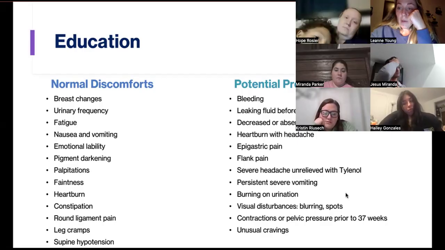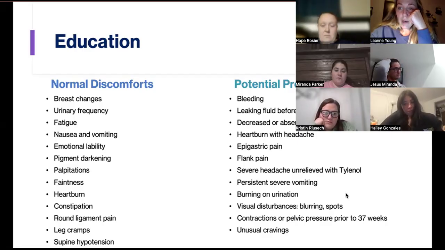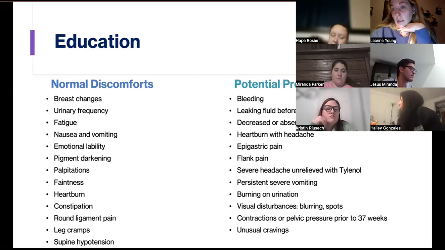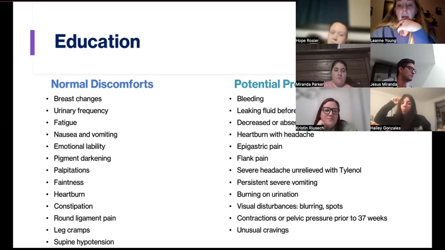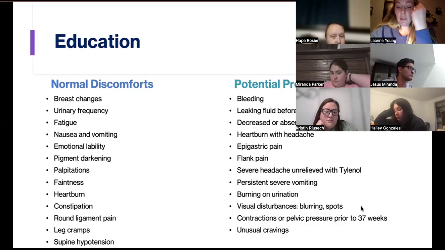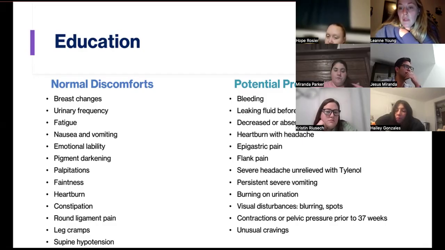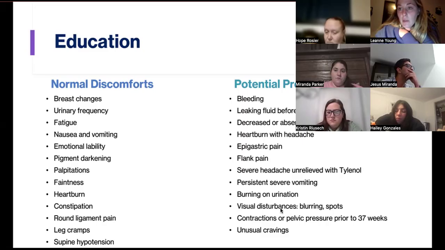Persistent severe vomiting would be like hyperemesis gravidarum. That's what we would be concerned with, and we're worried about our hydration status. Burning on urination, so UTI. Any visual disturbances could indicate high blood pressure. Contractions or pelvic pressure before 37 weeks. And then unusual cravings. So all of these things here, we really do not want to see in pregnancy. And we're going to talk to our patients about that and warn them about those things.